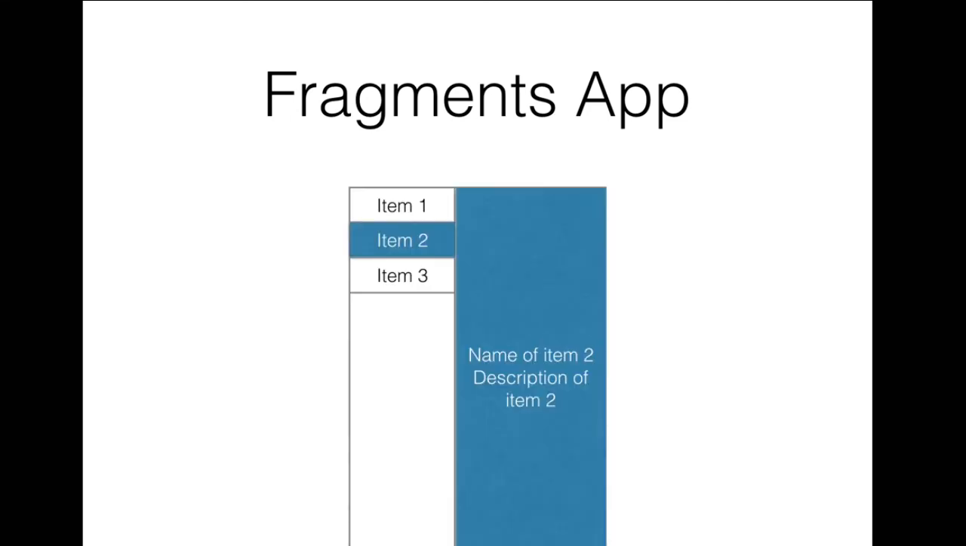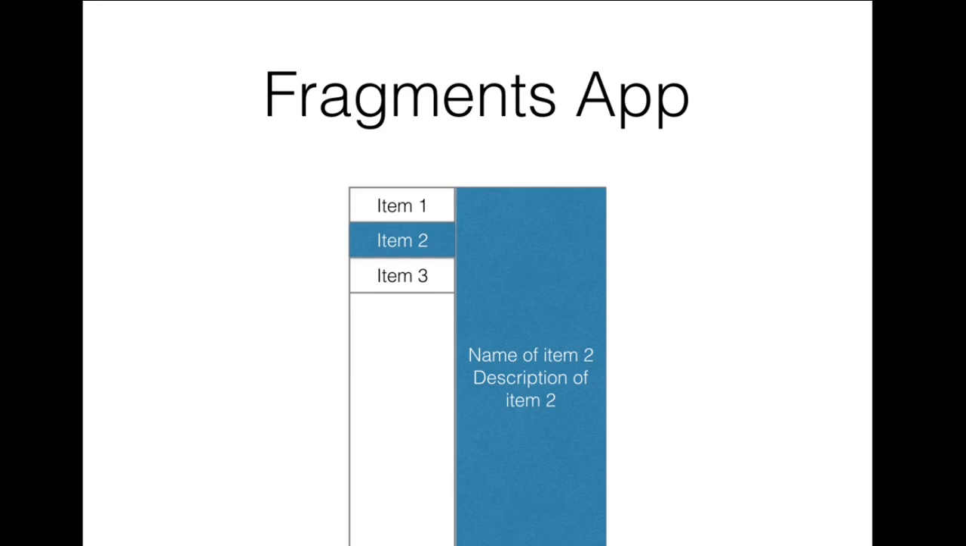As you can see, we have the activity over here. On the left hand side, we are going to have three items. Whenever you select the first item, the second fragment, which is displayed in blue color, is going to display the name and description of item number 1. If you select item number 2, then the right hand side fragment is going to show us the name and description of item number 2, and the same is the case for item number 3. This is how we are going to design our application.